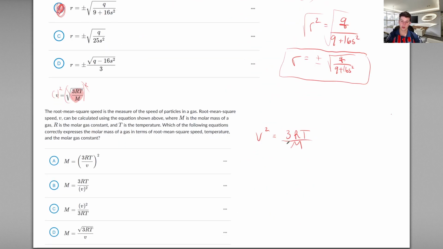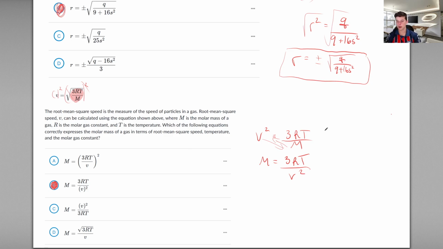All right, so the m can come up here and the v can come down here. Cross multiplication happens when we got one term on the left, one term on the right. One term means a term that can have multiple variables or coefficients or numbers multiplied but not added, because once you add or subtract, they're different terms. All right, so we can do m equals 3RT divided by v squared, B.